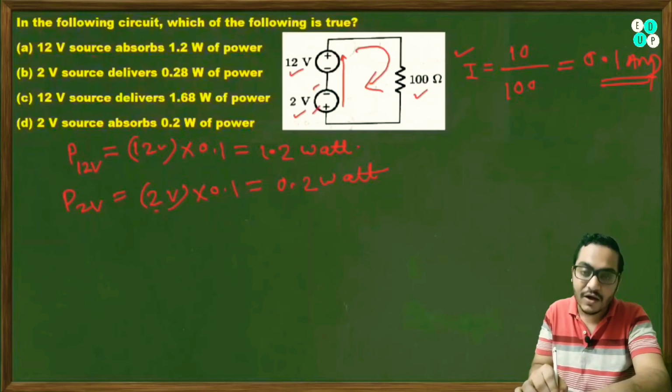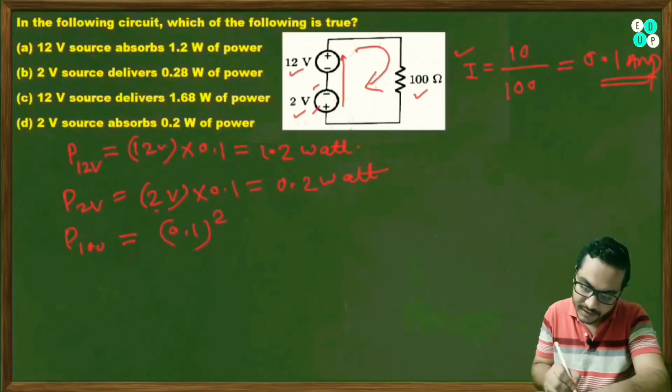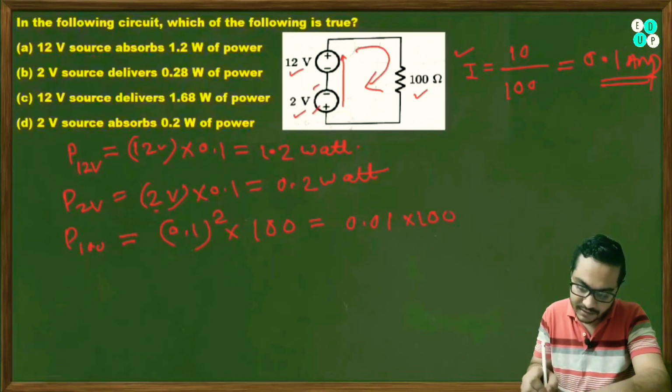And for this 100 ohm resistance, P of 100 ohm equals 0.1 square into 100, that is I square into R. So this is 0.01 into 100, which is equal to 1 watt.